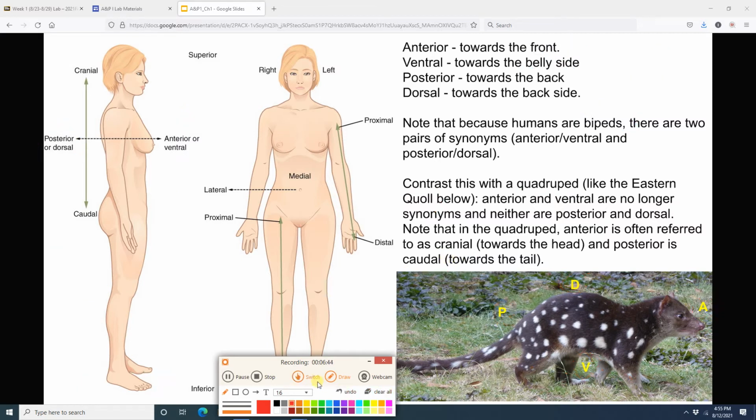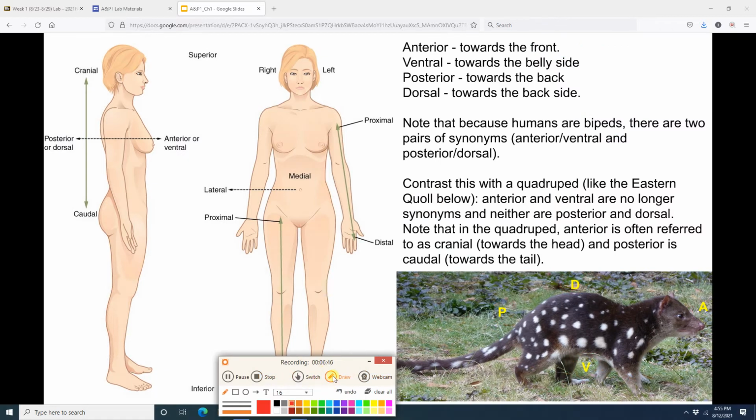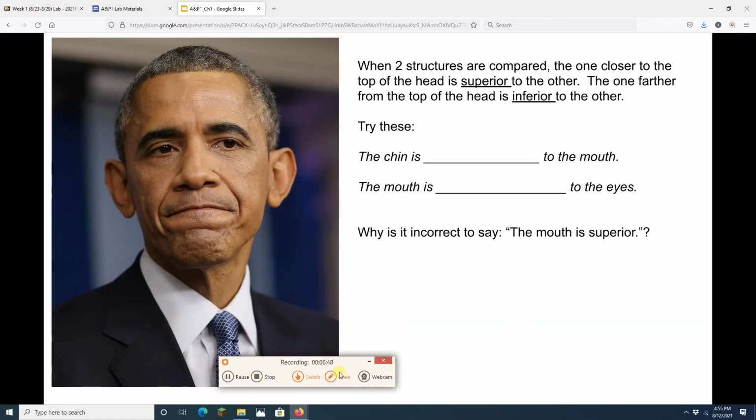Okay, let's clear all that. Let's go on and start doing some more terms. When we compare two structures, the one closer to the top of the head is superior to the other one. The one farther from the top of the head is inferior to the other one. So for example, look at President Obama here. Let's do a pair of things with him.